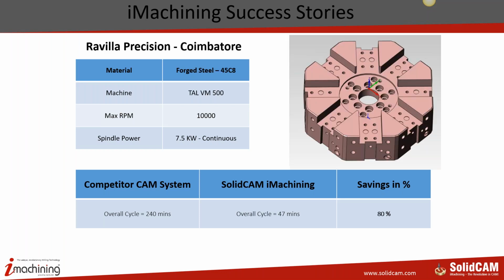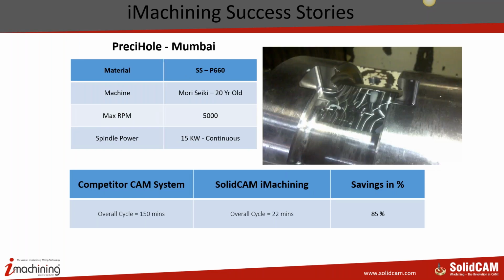Ravila Precision, on a Ford steel on a Thal VM500, 7.5 kilowatt and continuous: 240 minutes down to 47 minutes. Pressihole Mumbai, on an SSP 660, a Morisaki 20-year-old machine. Overall cycle time down from 150 minutes to 22 minutes. Same tool, same machine, same setup, nothing changed.